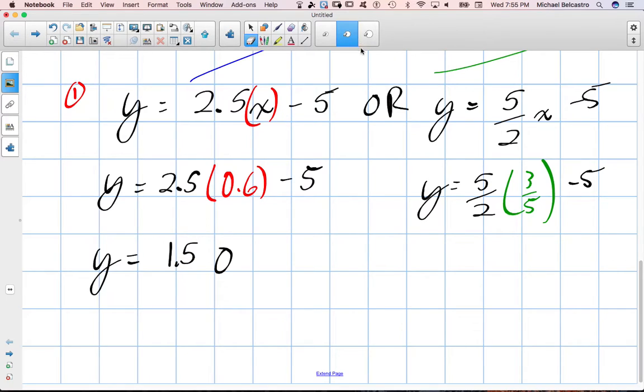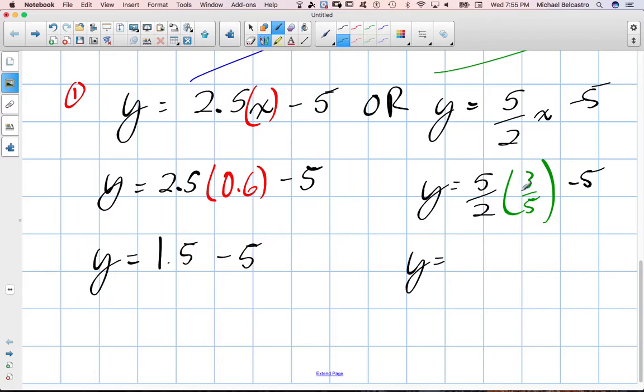Okay, y is equal to, let's see if I can do this quickly, 0, 3, 15, so 1.5. We'll get a calculator to verify that in a minute or two. I'm going to say that's 1.5 minus 5. And in our fraction version, this should be 15 over 10. And if you were to divide 15 by 10, you would get 1.5. So I'm actually on the right track. That worked out great. And finally, 1.5 minus 5 is going to give us negative 3.5, I believe.